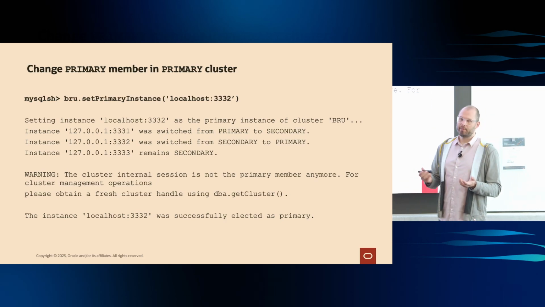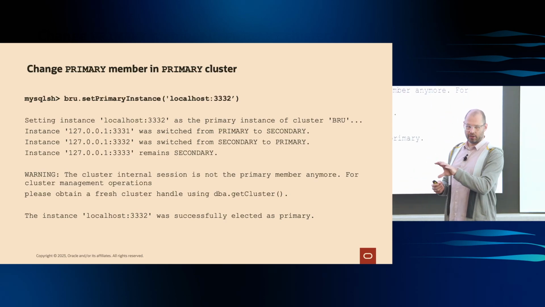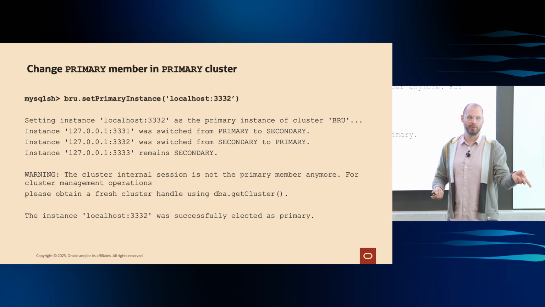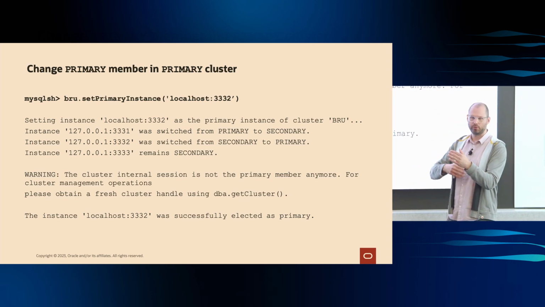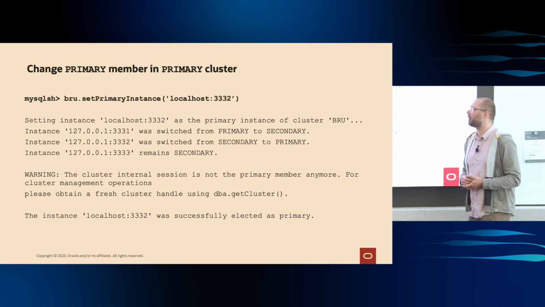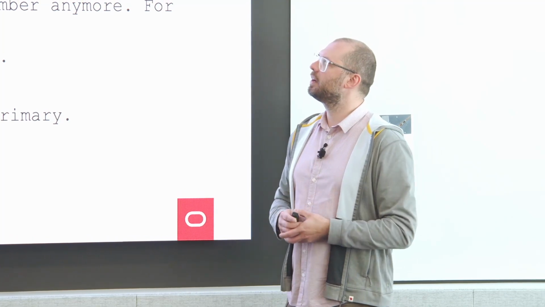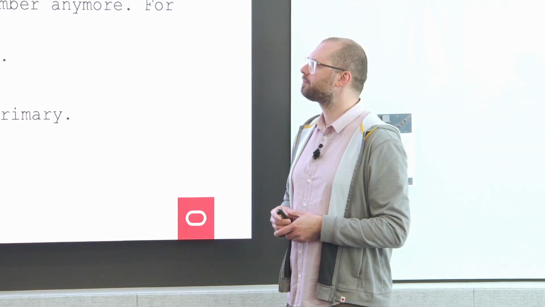We can change the primary instance within a cluster. So we can say set primary instance and say I want node 2 to be the primary instance. So you just run it and it will do everything for you, reconfigure, make it the primary. Router will learn about these changes automatically and send the workload there.